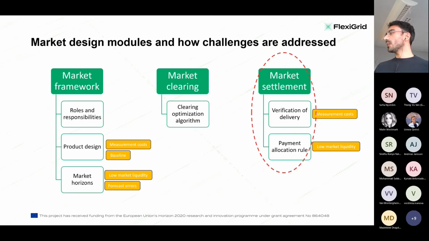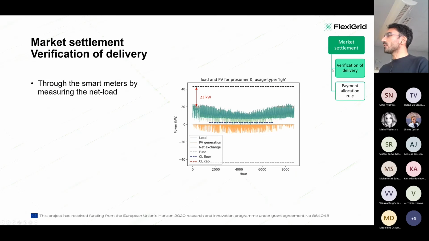And then market settlement: the verification of the delivery. As I said, here it's with the capacity limit products. The good point is that we don't need extra measurements. If we can just read the net load from the smart meters, then we can verify if the end user has been keeping its net load below the cap or not. So we don't need some extra measurement here. It's relatively easier to verify.